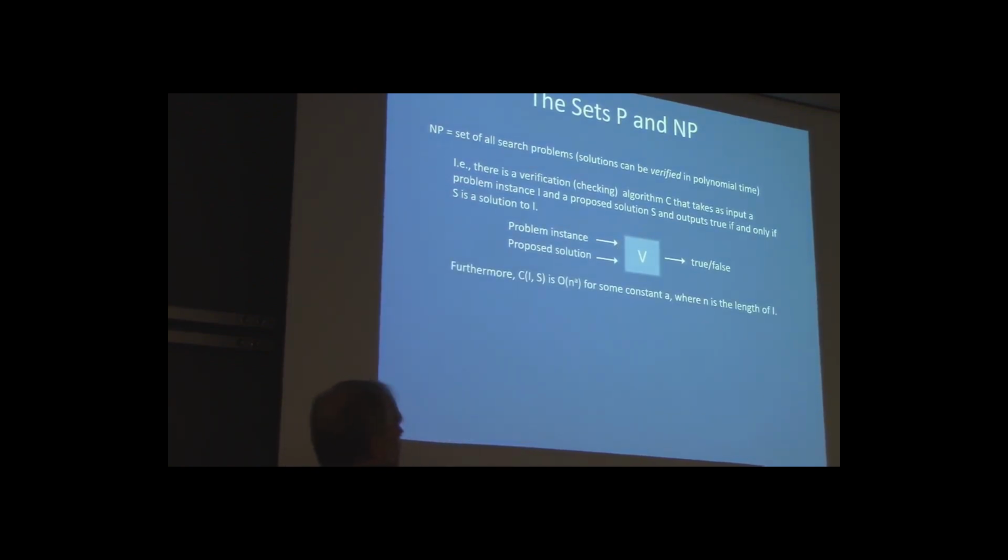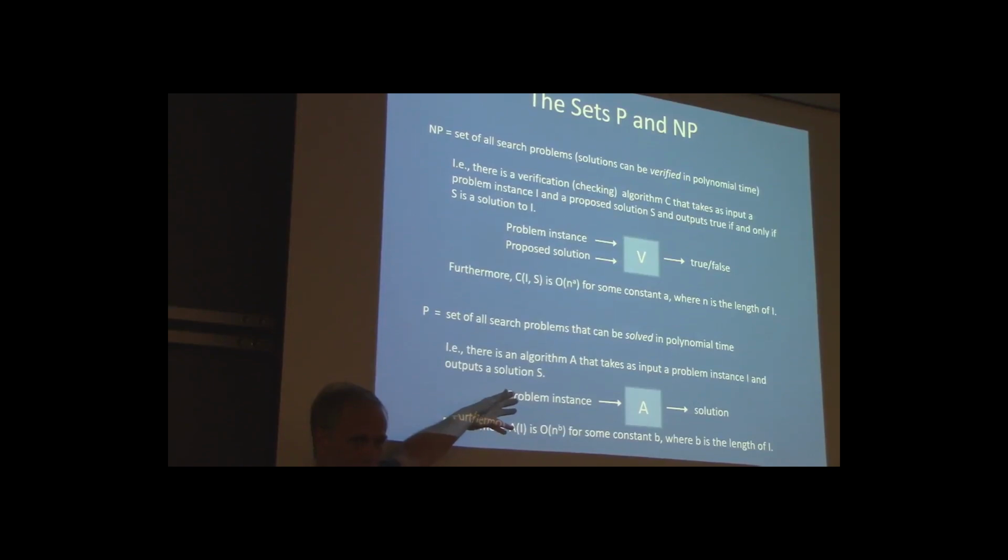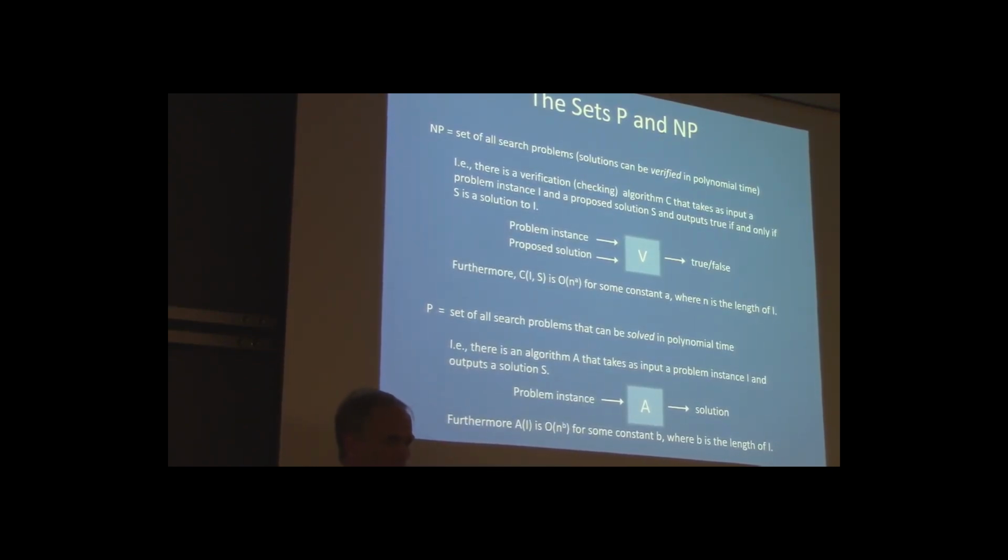The other property is that V has to run in polynomial time. The verification algorithm has to be a polynomial time algorithm. And I don't know why I said C right here. It should be V. It says V right there. Okay? Then P is going to be the set of all search problems that can be solved in polynomial time. So you feed in a problem instance, you get out the solution, and the algorithm A runs in polynomial time.